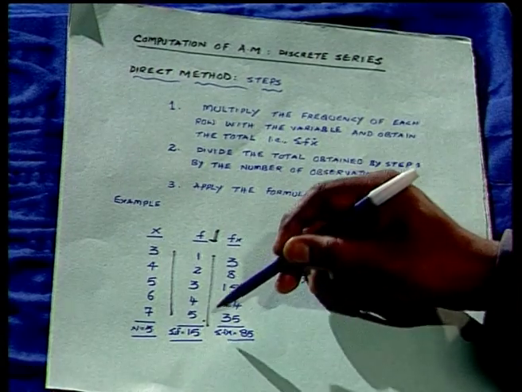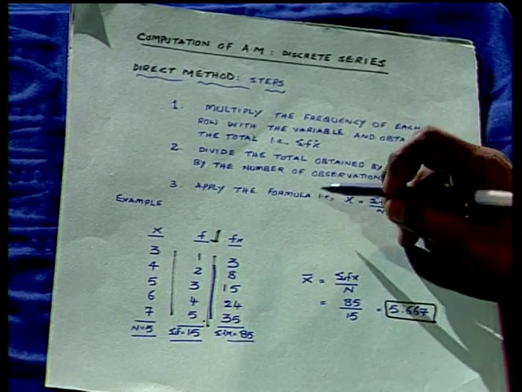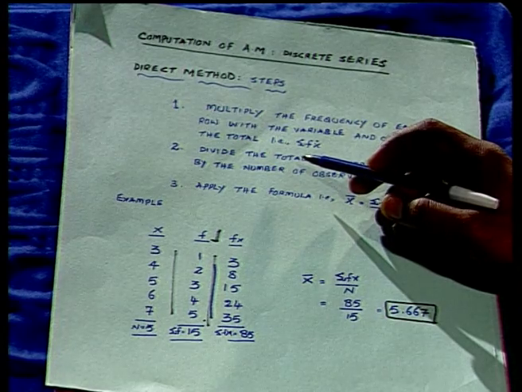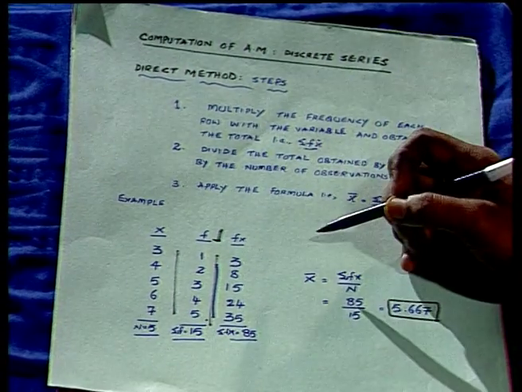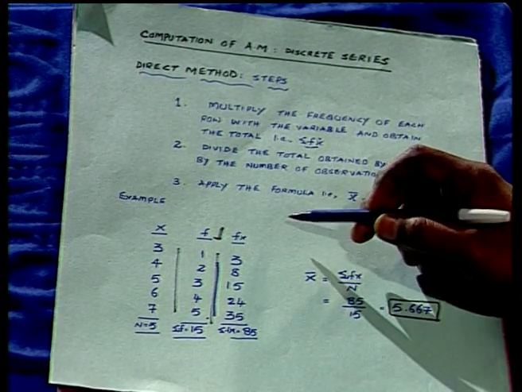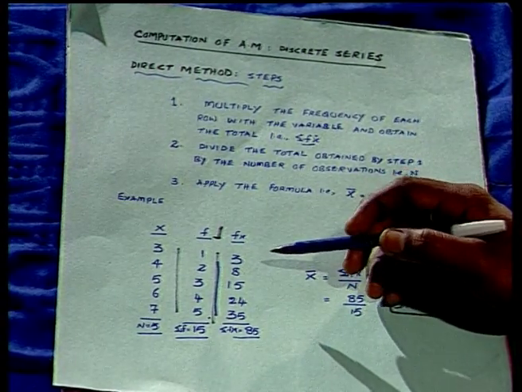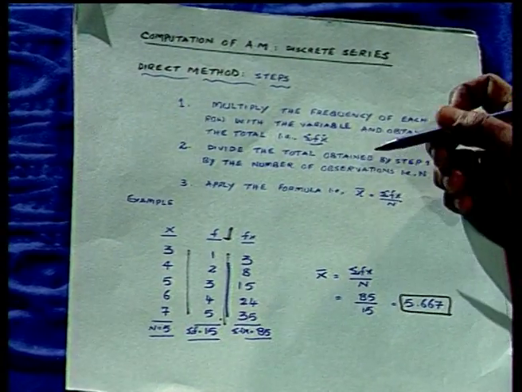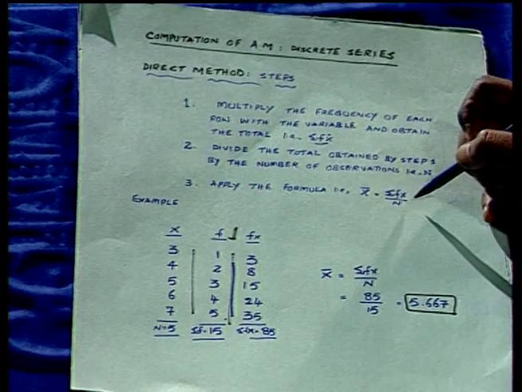The steps involved in the computation of arithmetic mean for a discrete series using direct method are 3 in number. The first step is to multiply the frequency of each row with the variable and obtain the total, and after obtaining the total, we denote it by the expression sigma fx. The second step is to divide the total obtained by the number of observations, that is n. The third step is to apply the formula, which is x bar is equal to sigma fx by n.